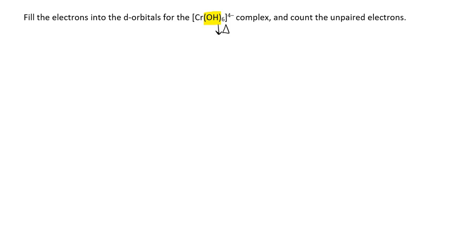The other thing we need to know is what is the charge on the metal ion, because that will determine how many d-electrons we have. We'll count the d-electrons later, but for right now, let's just determine the charge on the chromium. So my chromium has a charge of X plus 6 times hydroxides, which have a -1, and that needs to equal the charge on the complex, which is a -4. So X equals +2.